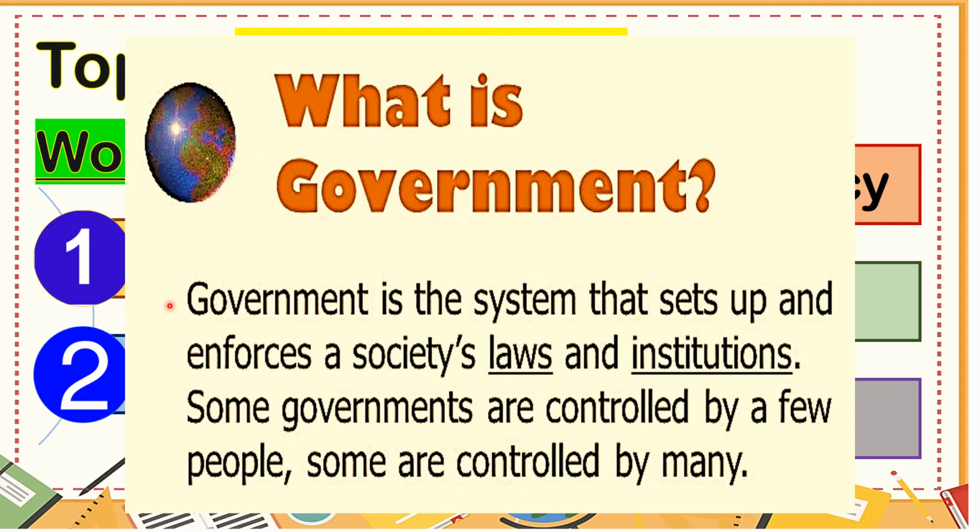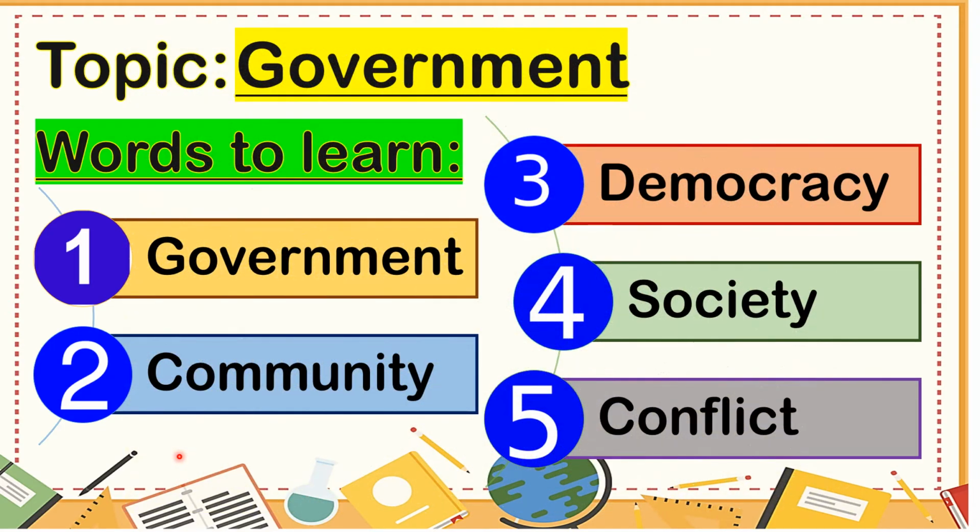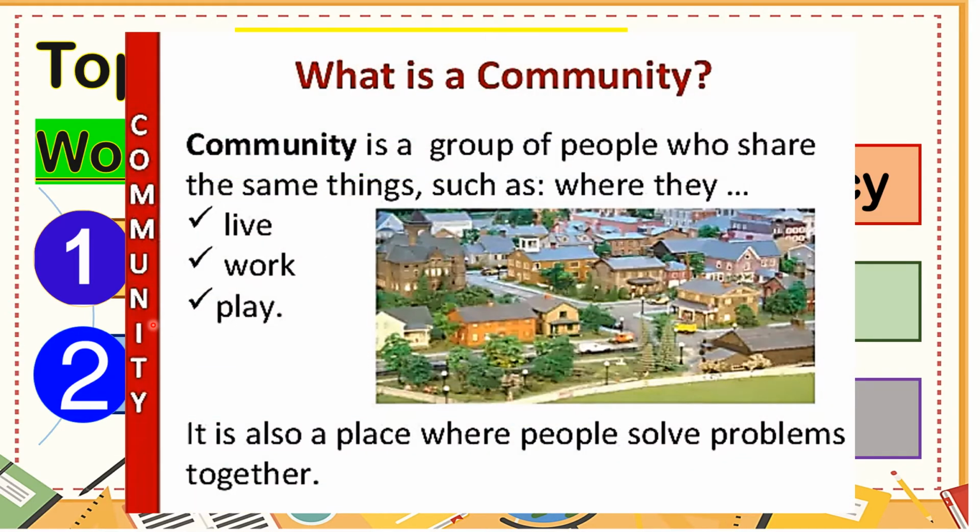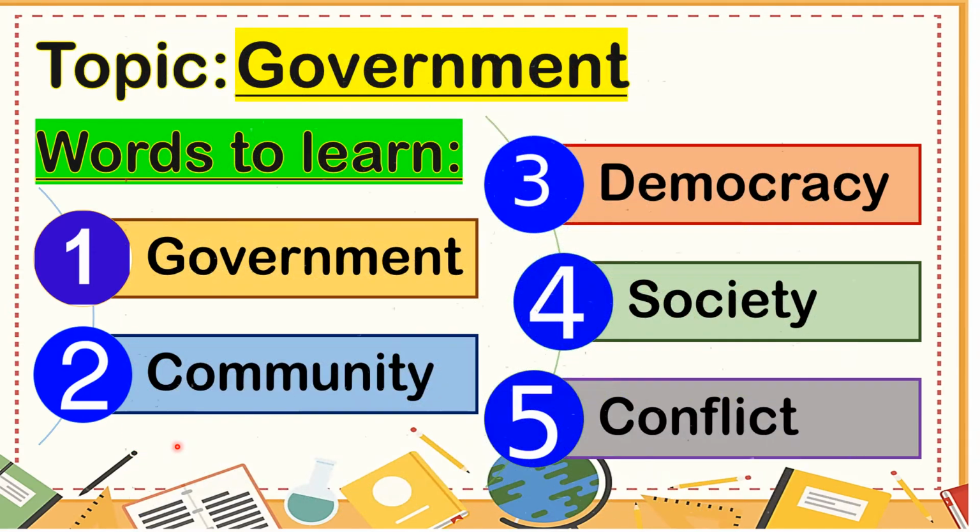Government is the system that sets up and enforces a society's laws and institutions. Some governments are controlled by a few people, some are controlled by many. Number two, community. What is a community? Community is a group of people who share the same things, such as where they live, work, and play. It is also a place where people solve problems together.